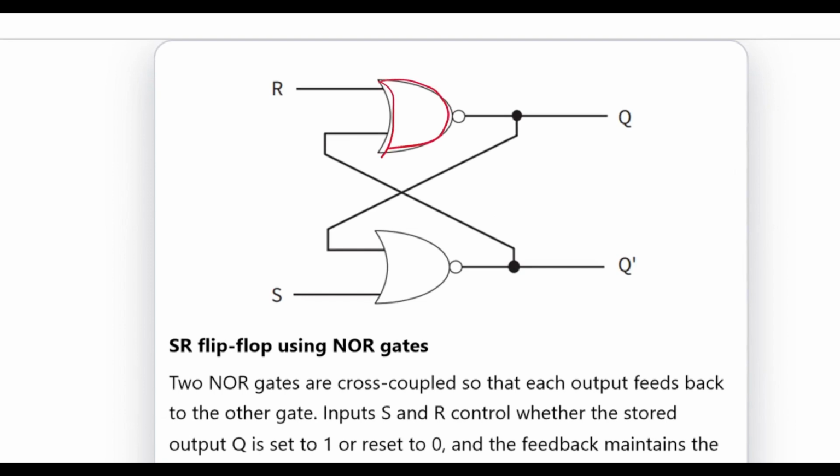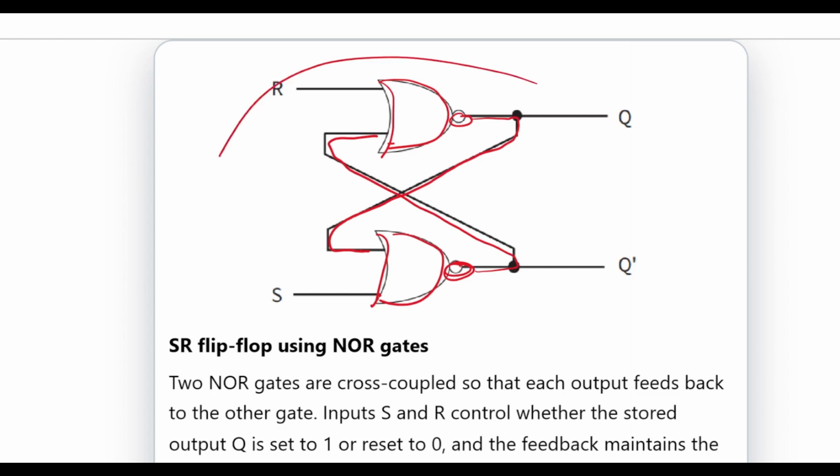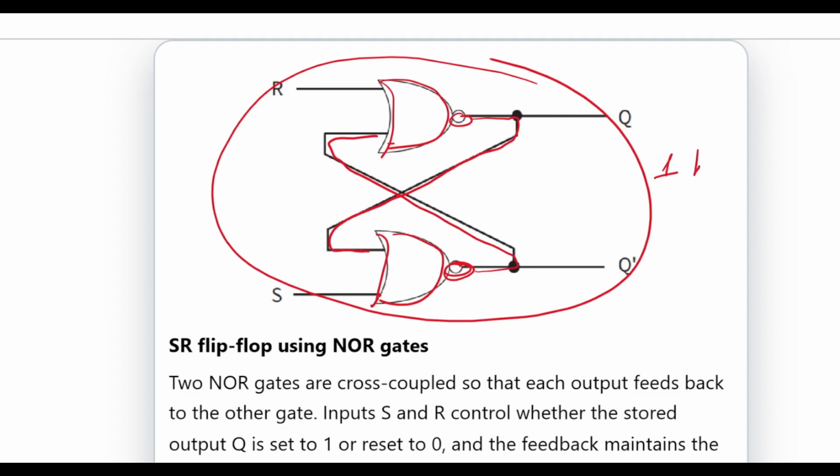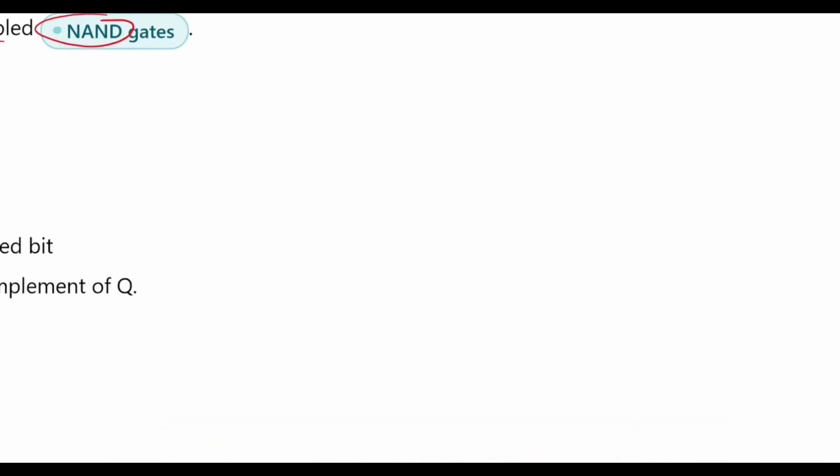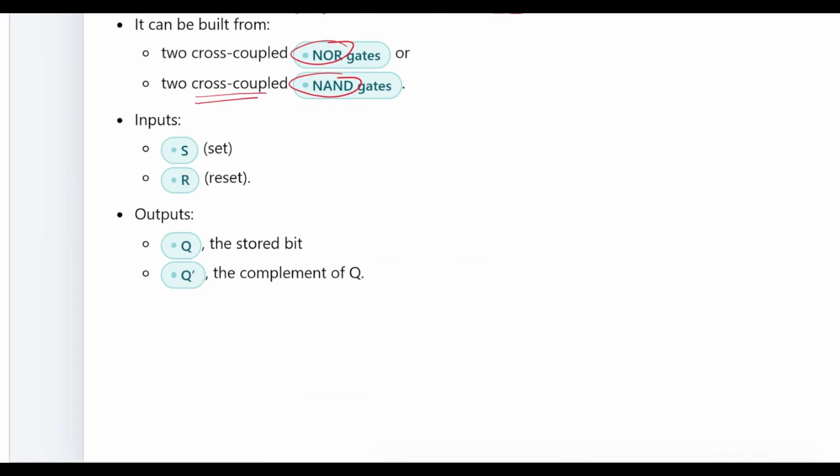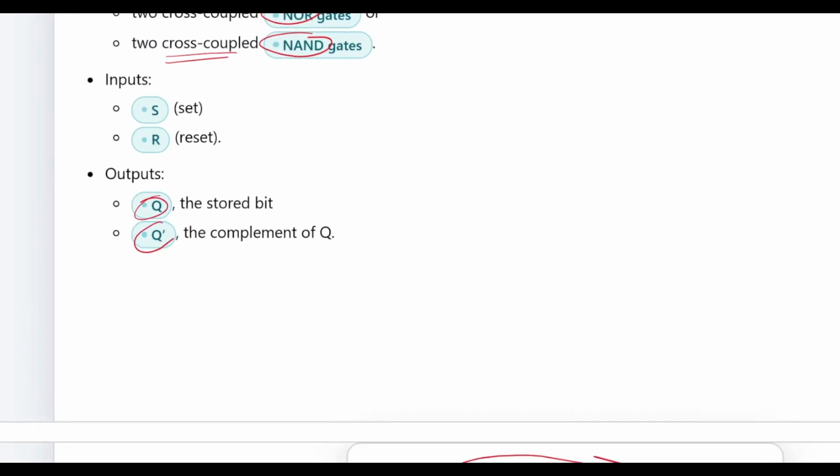These are two NOR gates. The output of the first goes back to the input of the second, and the output of the second goes back to the input of the first. This is mandatory to store the previous status in this circuit. This is a 1 bit memory based on the input and the output of the previous state. It comes back here like this. So the inputs are S and R and the outputs are Q and Q bar.